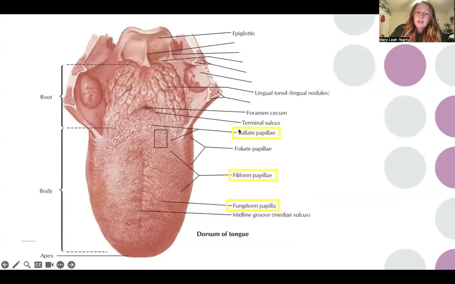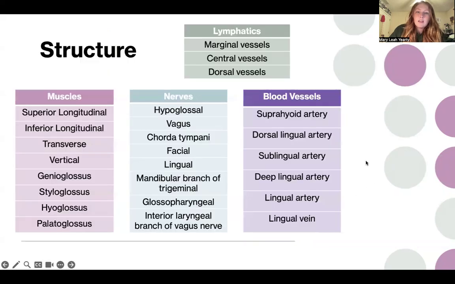So this diagram kind of shows some of the different structures and papillae on the surface of the tongue. And then here is a list of some of those major anatomical structures, like muscles, nerves, blood vessels, and lymphatics. Not going to go through every single one of these, but I think it goes to show the complexity of the innervation of such a small organ and the vascularization and whatnot.